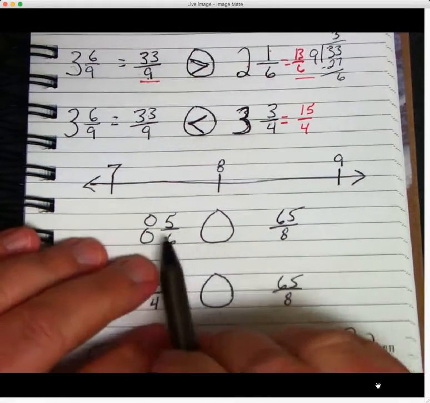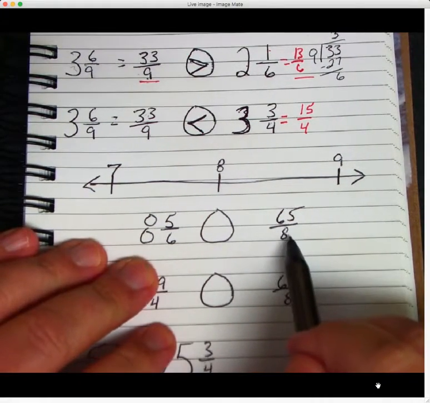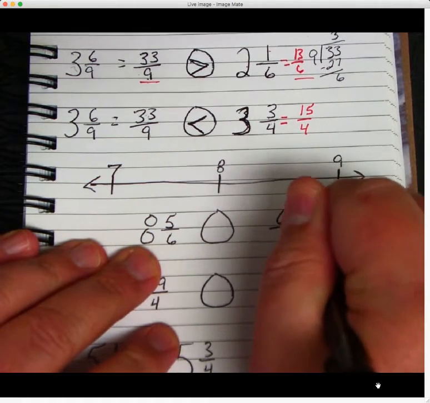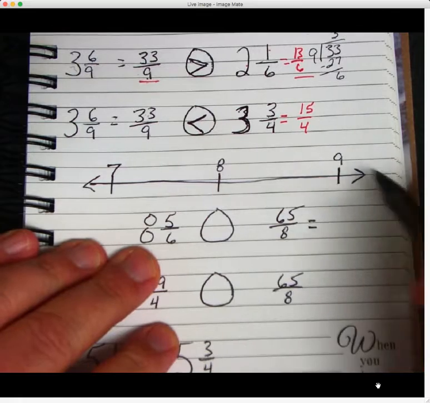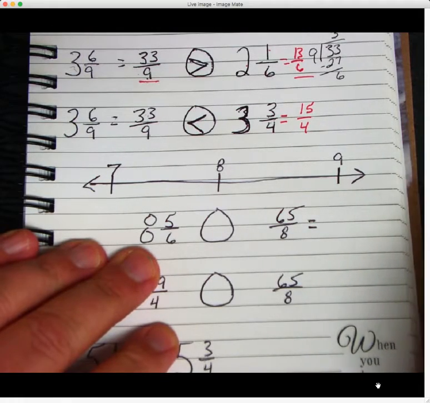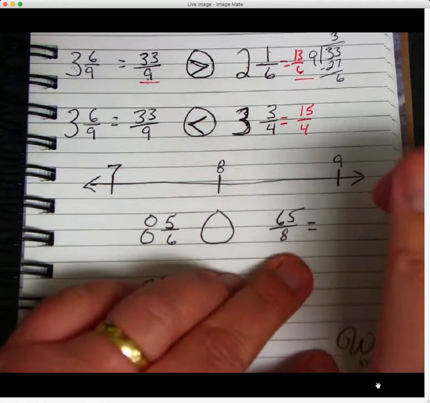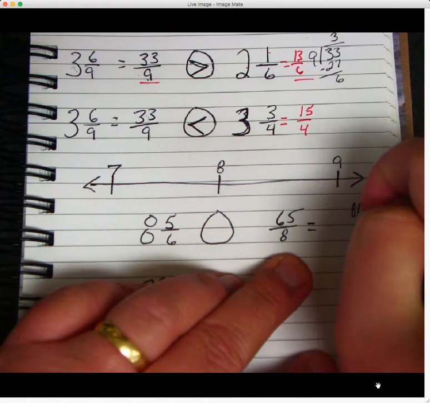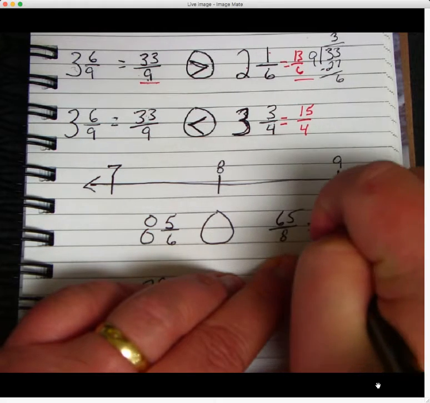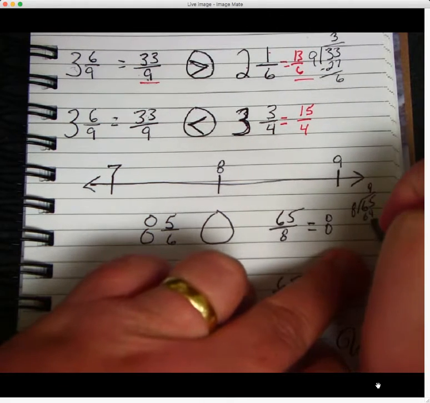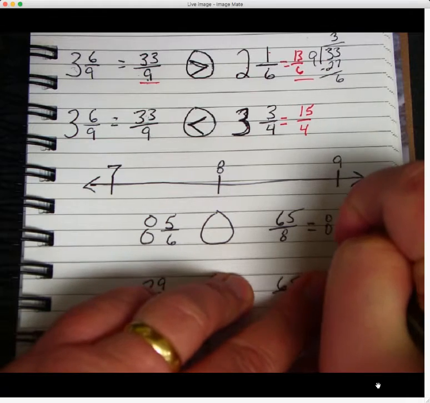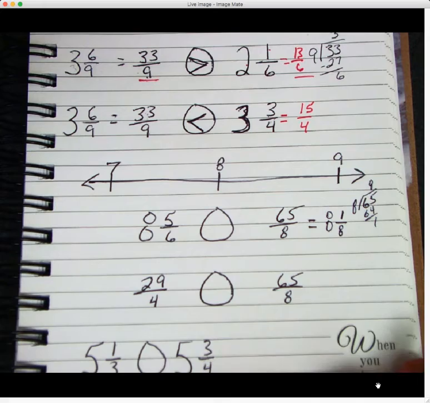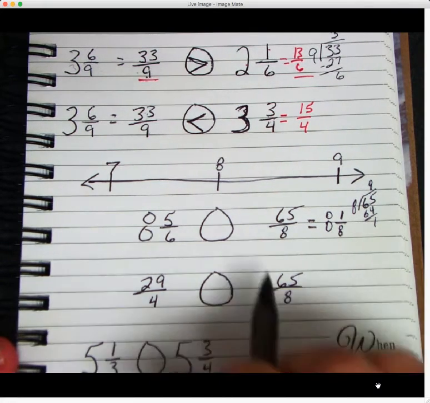All right, this one is 8 5/6 and 65/8. So we're going to have to turn this 65/8 into a mixed number. We can do 8 8s, 8 8s, and so on until we get to 65, or we can do it this easier way. We can divide 65 divided by 8. 8 times 8 is 64, so we know the whole number is 8. 65 minus 64 is 1. So 8 1/8.